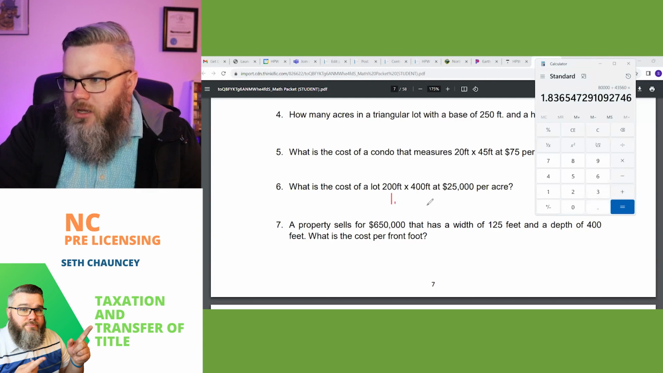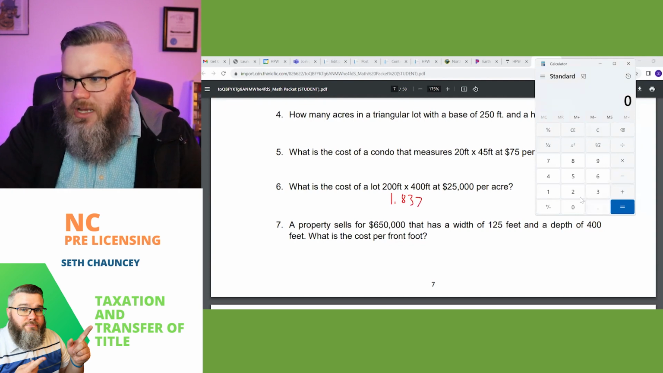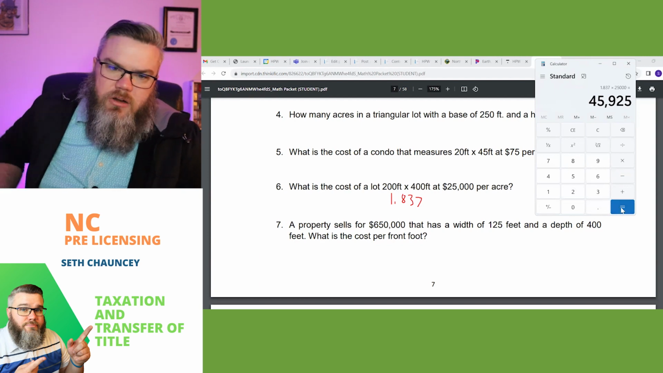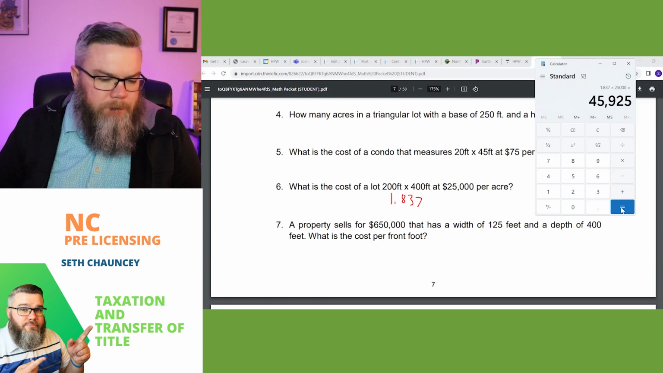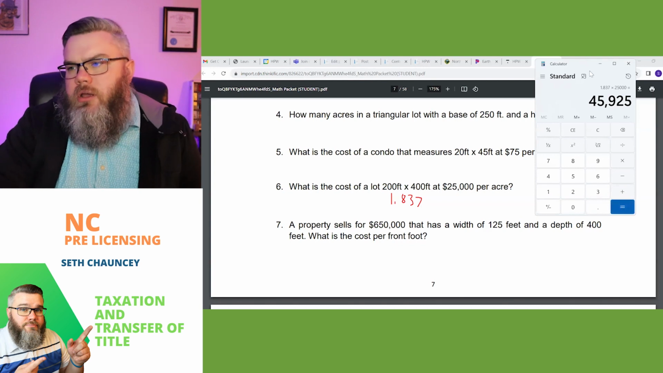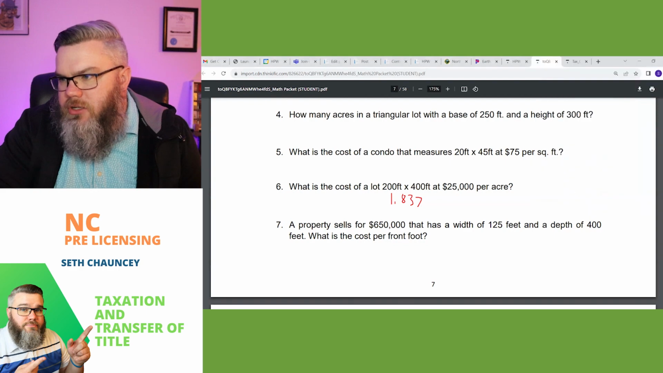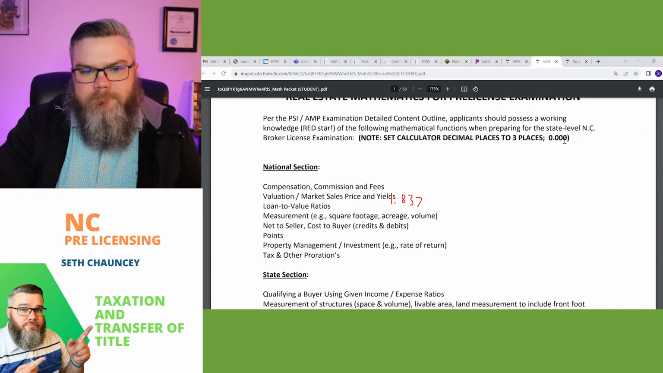So this should be 1.837, which is what this whole worksheet is based off of, 3 decimals. So then 1.837 times 25,000, 45,925. Okay. Yeah. So, got it. So round to the 3rd decimal point. For this entire worksheet, yeah, if you look back at the very beginning of it, it'll actually say that. Set calculator decimal places to 3 places.